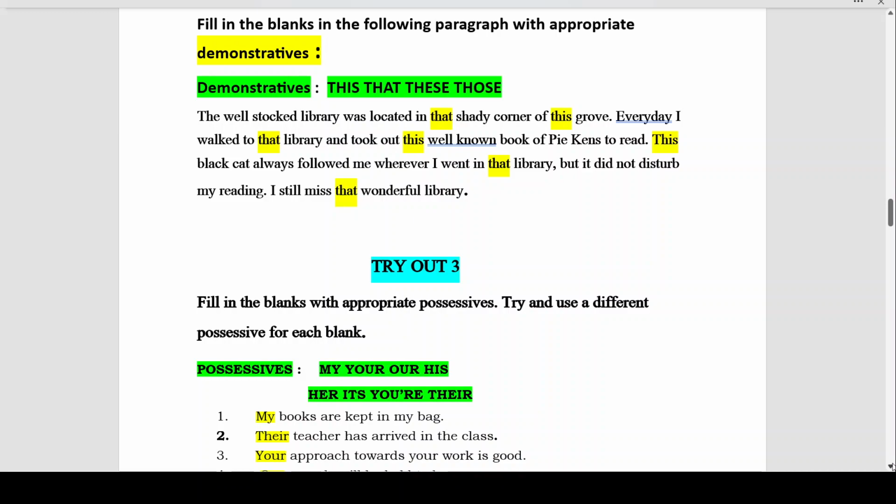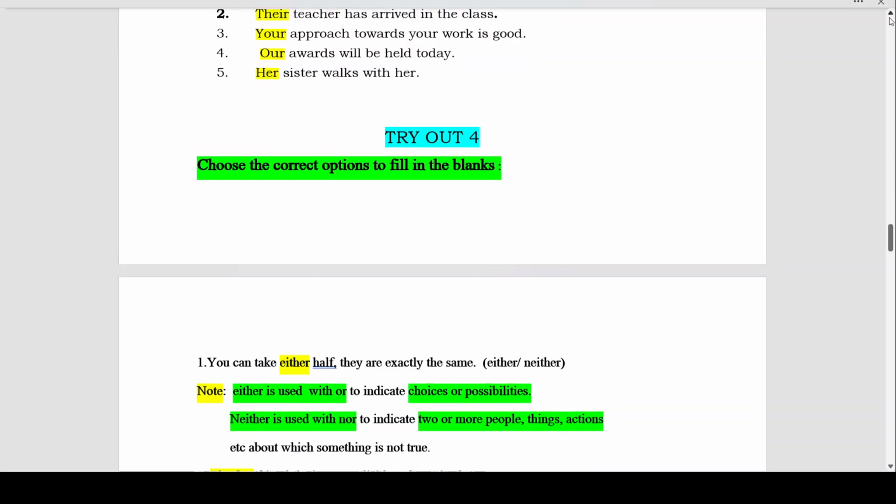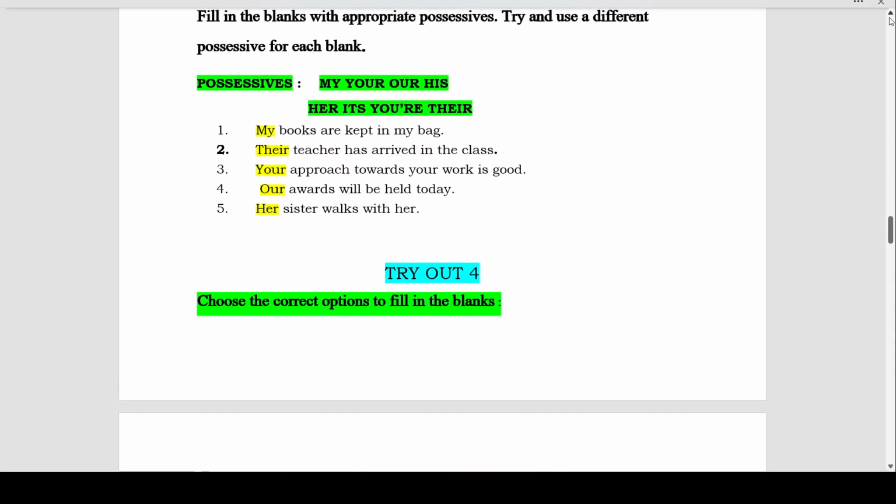Next, try out 3. Fill in the blanks with appropriate possessives. Now, possessives show a sense of belonging. Like I told you, my, your, his, hers, these are all possessives. Try and use a different possessive for each blank. Now, dash books are kept in my bag. Now, from the sentence itself, I am talking about books which are kept in my bag. Whose bag? My bag. So, they will be obviously my books. So, the possessive used here is my.